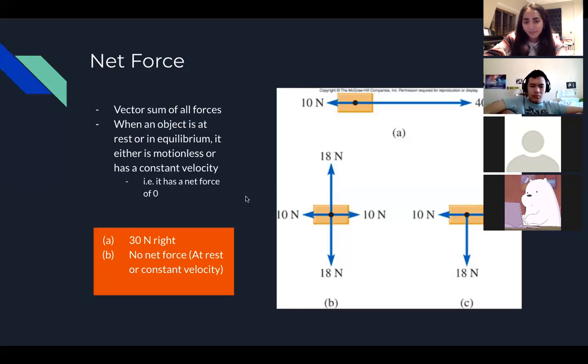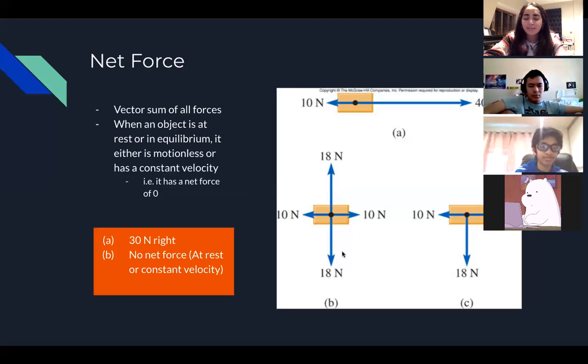So B, as you can tell by this one, is no net force. 18 cancels out this 18, and the 10 cancels out that 10. So no net force. And as we said before, this can mean two things. It's either at rest or it's traveling at a constant velocity, so there's no acceleration.